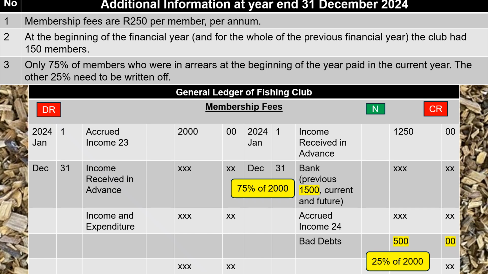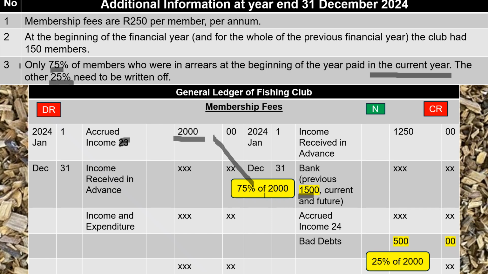Now it says here only 75% of the members who were in arrears at the beginning of the year paid in the current year. So 75% of those members from the previous year that still owed us, they paid us. So we need to record this bank amount. 75% of 2,000 is 1,500. And 25% need to be written off.